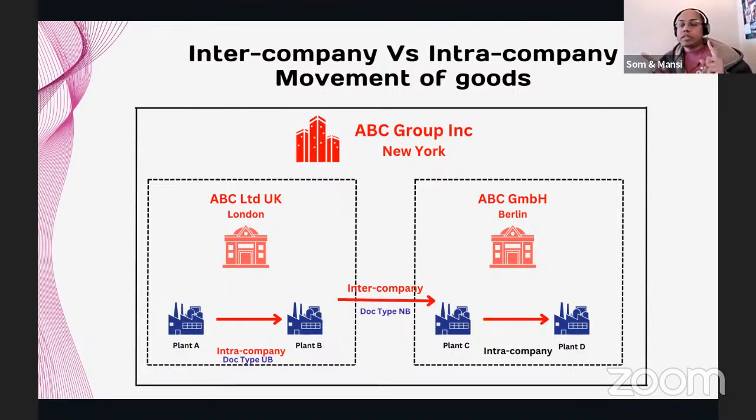But with intercompany, you understand that the goods move from one company to another company. It may be the same country, maybe different countries, but that's where intercompany movement of goods happens, and there are compliance and regulatory requirements. Now, in the case of intracompany, in the example, ABC Limited UK is moving the goods from, let's say, plant A to plant B. That is intracompany, as the name suggests. Within the company, we are moving the goods from one plant to the other plant.